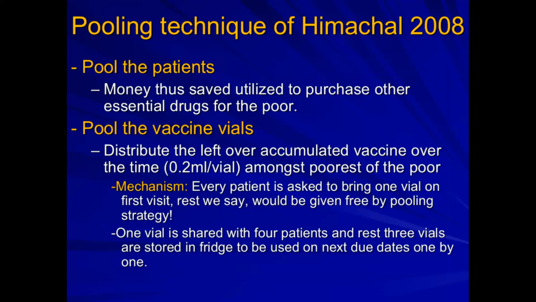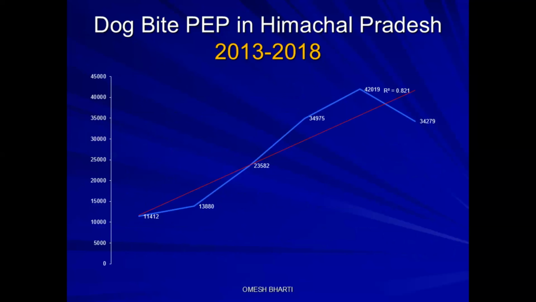So the main strategy in low-cost prophylaxis was pooling the patients and pooling the vaccine vials. That is how we could bring down the cost of the vaccine 5 times, from 2,250 to 350 rupees per person. As the prophylaxis went up, being free to all, the rabies deaths came down. So that is the scenario in Himachal as far as rabies prophylaxis is concerned.